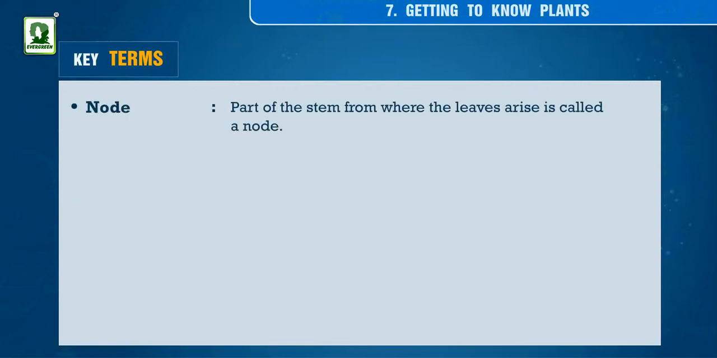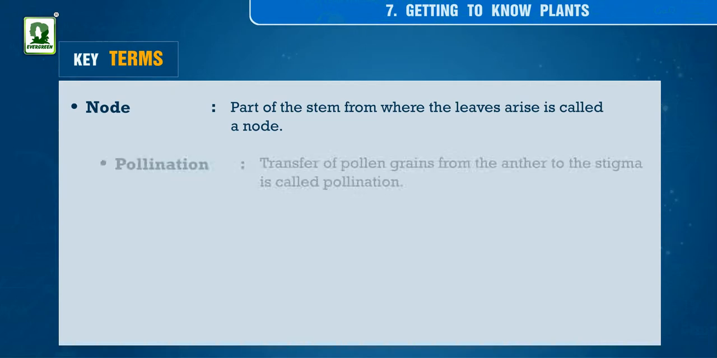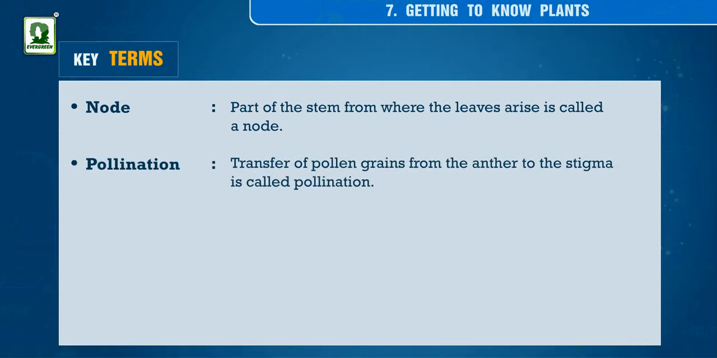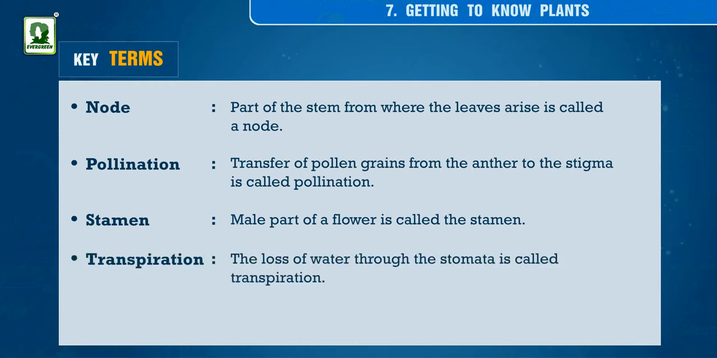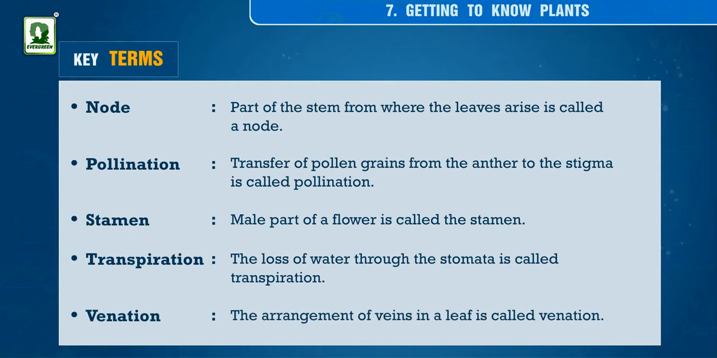Node. Part of the stem from where the leaves arise is called a node. Pollination. Transfer of pollen grains from the anther to the stigma is called pollination. Stamen. Male part of a flower is called the stamen. Transpiration. The loss of water through the stomata is called transpiration. Venation. The arrangement of veins in a leaf is called venation.